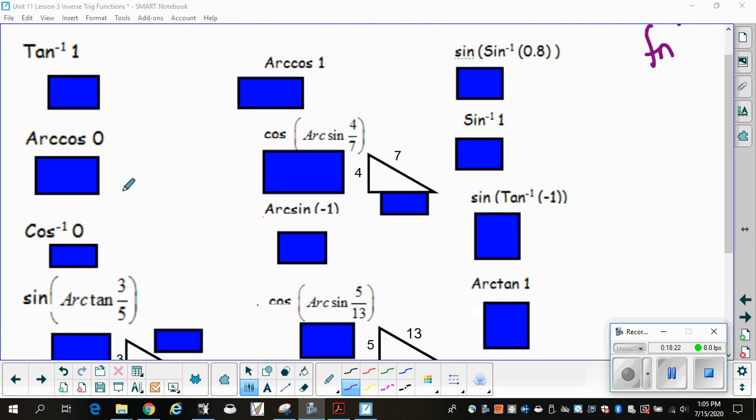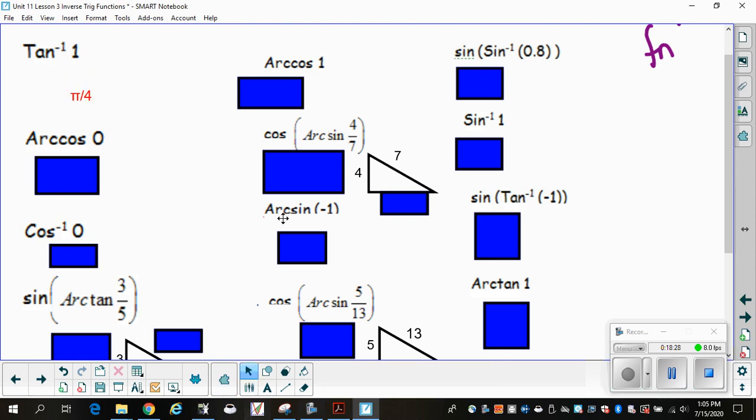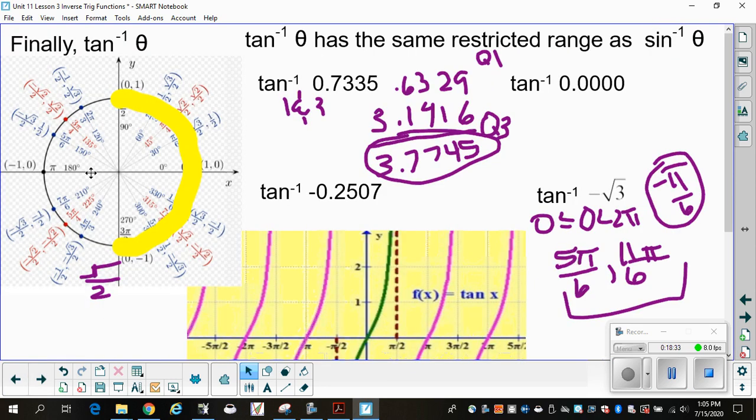Okay, you're back. Now remember, for each one of these, you want to know what angle has a tangent of 1? Pi over 4. And let's see if I can do this.